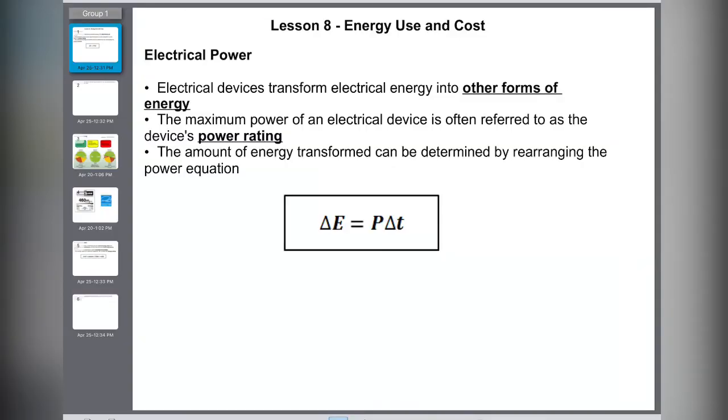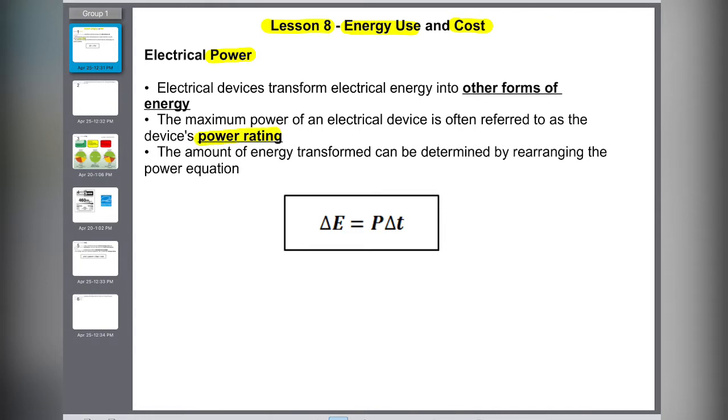So we're moving on to lesson 8, talking about how much energy is used, say in your household or by your laptop or your refrigerator, and how much it would cost you. The first thing we're going to talk about is going back to power. You have learned power is energy over time. And we have this thing called the maximum power rating.